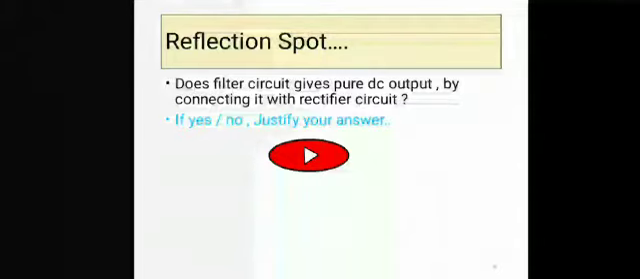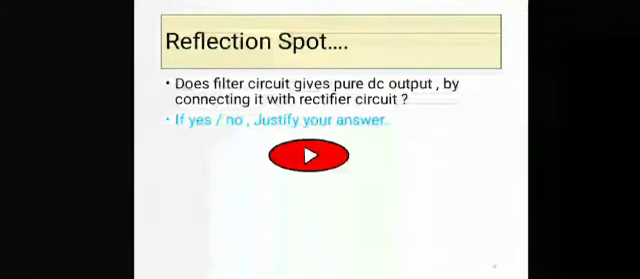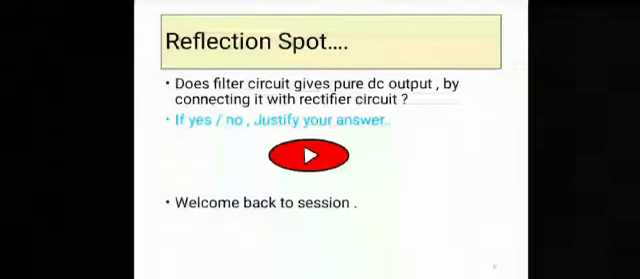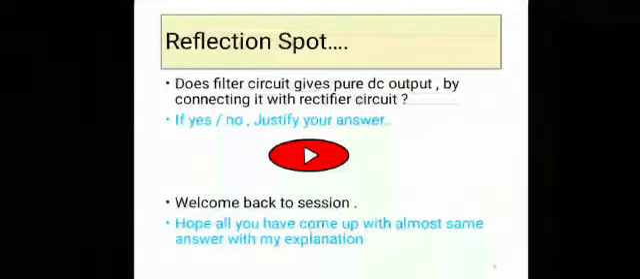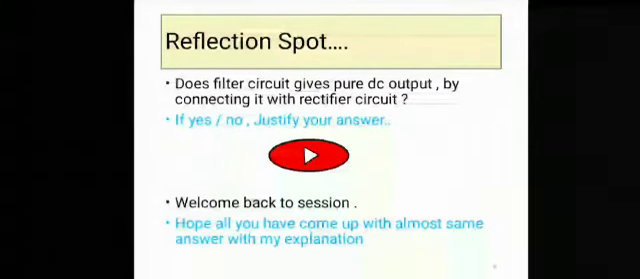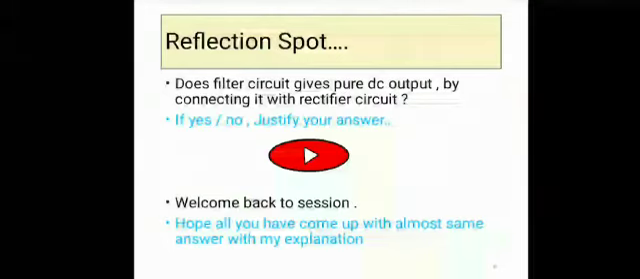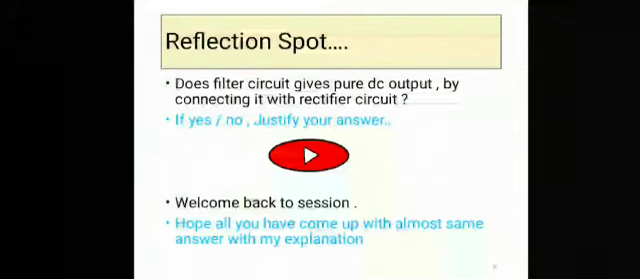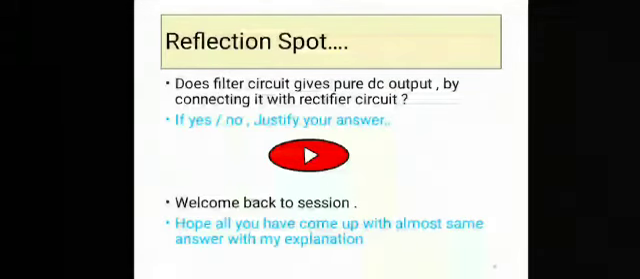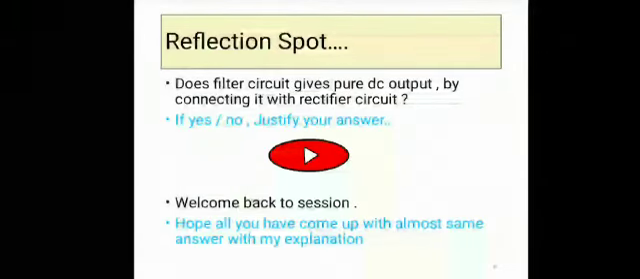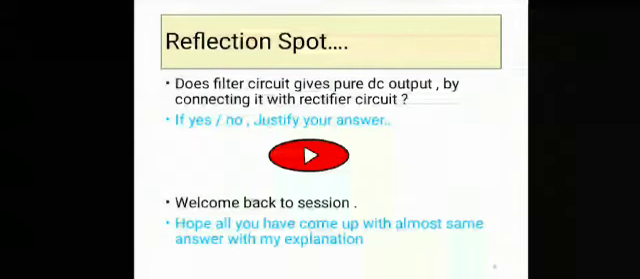Hope you have answered this question. Welcome back to the session. Hope all of you came up with almost the same answer that I am going to explain. I have said the output of a filter is never pure DC. It is a less pulsating DC signal. Even though we say a filter removes the AC component and allows the DC component, some amount of AC component is present in the DC component. So we get less pulsating DC, not pure DC. This is the conclusion of the reflection spot.